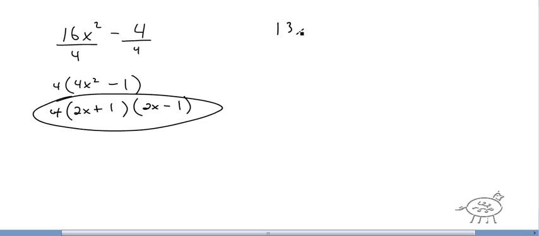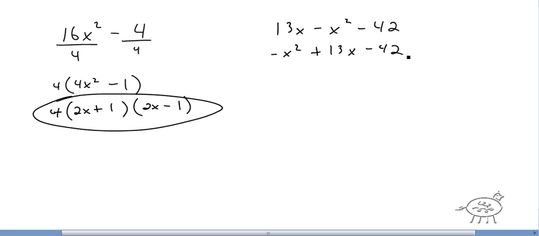13x minus x squared minus 42. Okay, well, you can tell that thing is totally messed up. It's not in descending order. So let's write it in descending order. Negative x squared plus 13x minus 42.